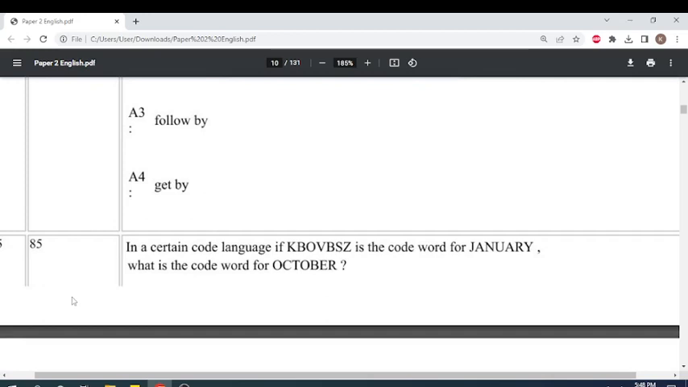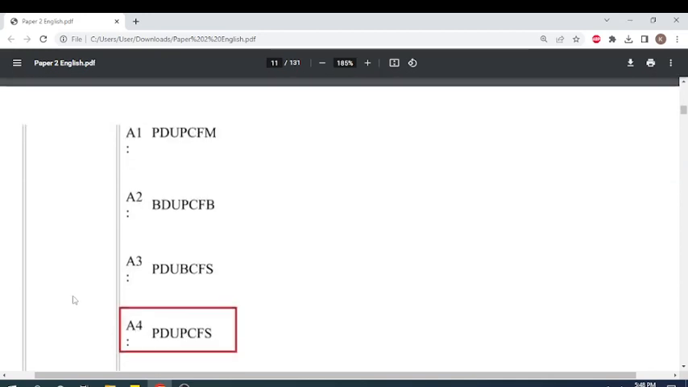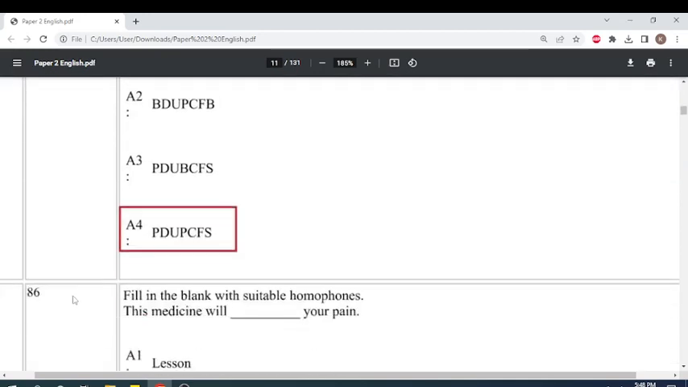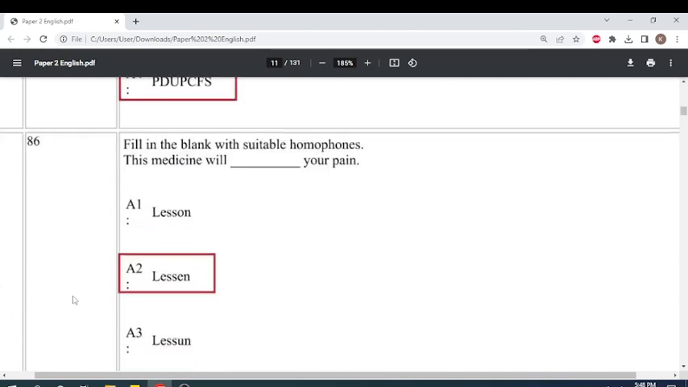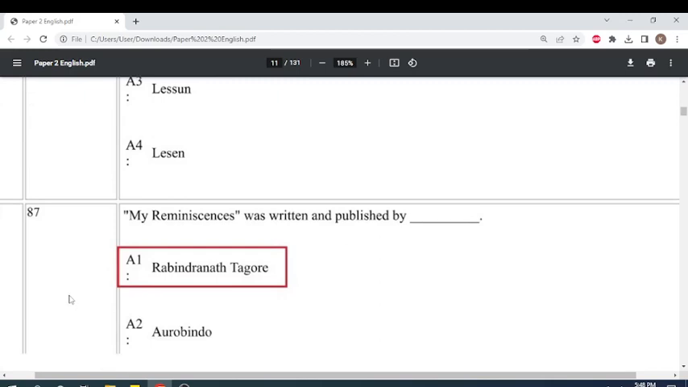85. In a certain code language, if KBOVBSZ is the code word for January, what is the code word for October? Answer A4, PDUPCFS. 86. Fill in the blank with suitable homophones. This medicine will dash your pain. Lessen. 87. My Reminiscence was written and published by dash. Answer A1 Rabindranath Tagore.